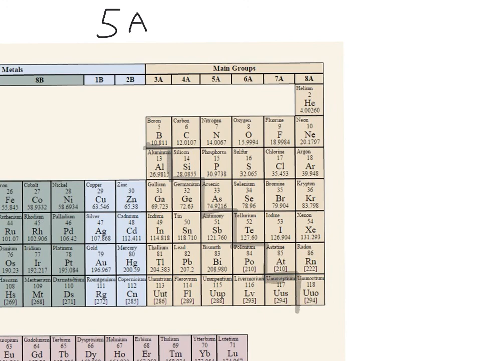Remember, most periodic tables have that staircase step that separates metals from nonmetals. If you look at group 5A, there are actually only two nonmetals in it, and that's nitrogen and phosphorus. So nitrogen and phosphorus do their own thing when it comes to forming ions in an ionic compound.